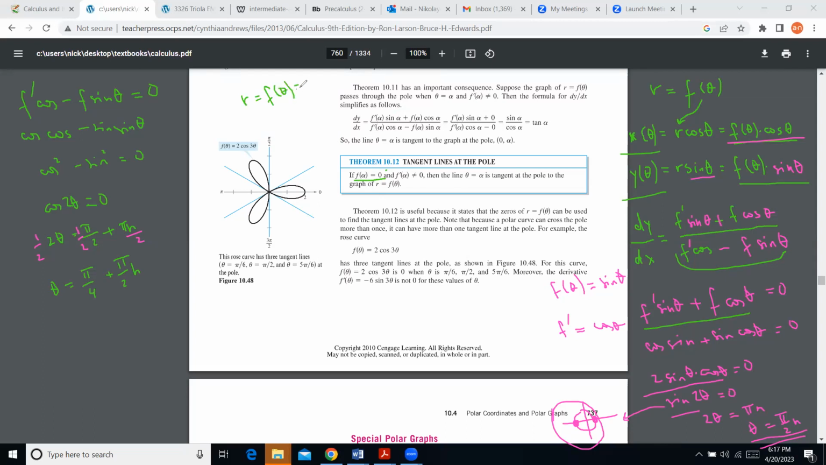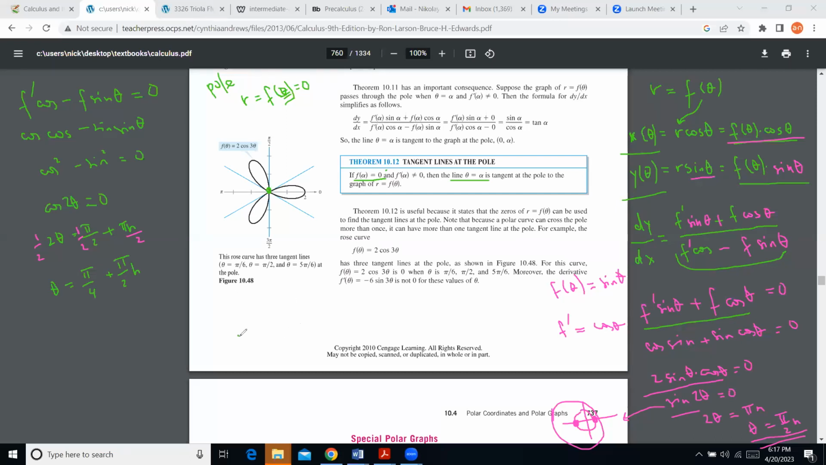So if r is equal to 0, in other words, we have a pole. No matter what the angle is, we're here at the 0 point. Then the line which is tangent is going to be tangent to the graph. So the line where the angle, whatever we have, makes this function equal to 0. So the function means the radius is 0 at that point.